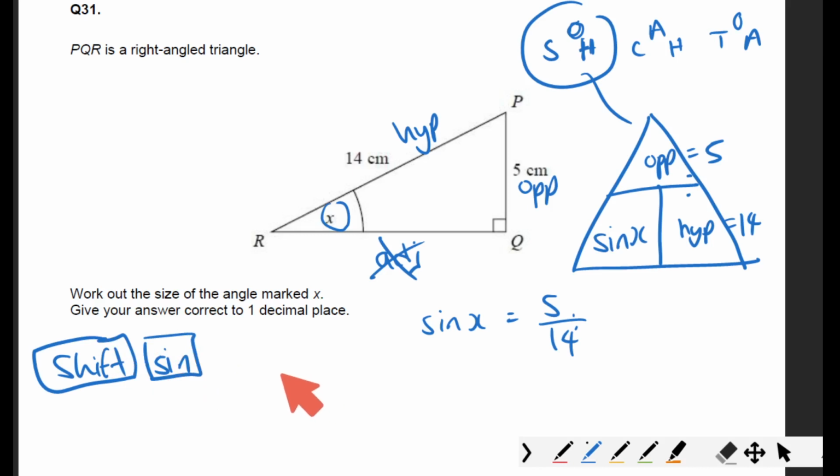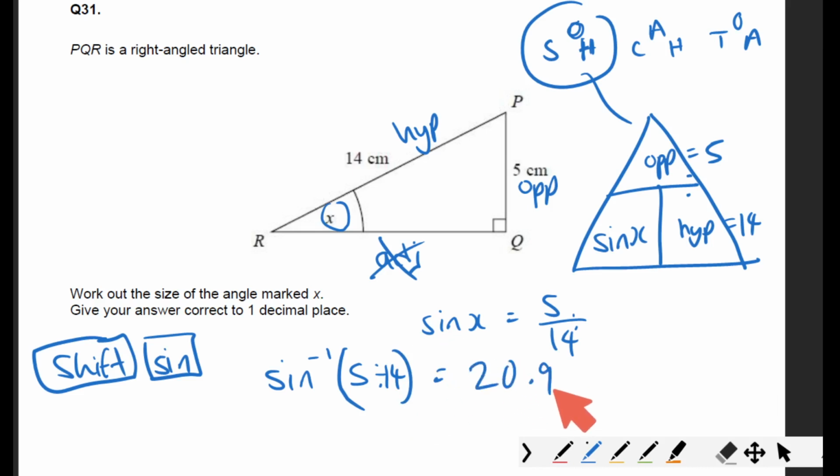So on my calculator display, I get this coming up. Okay, shift sin, you get this symbol here. You can use the fraction button if you want to. Press the fraction button, or you can do 5 divided by 14. Close the bracket. I'm going to do that on my calculator now. I'll get 20.92 whatever. They want the answer to 1 decimal place, not 1 SF. We're looking at 1 decimal place.